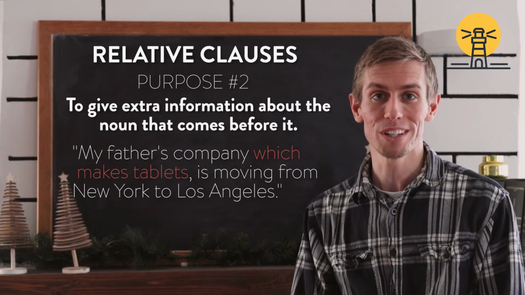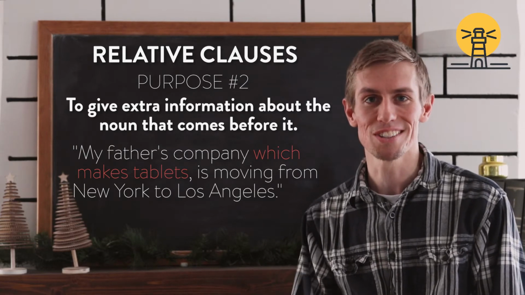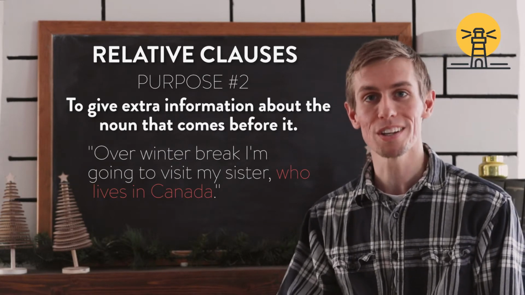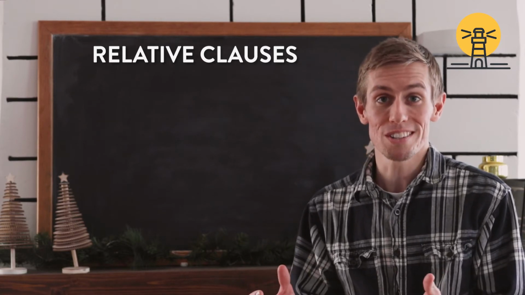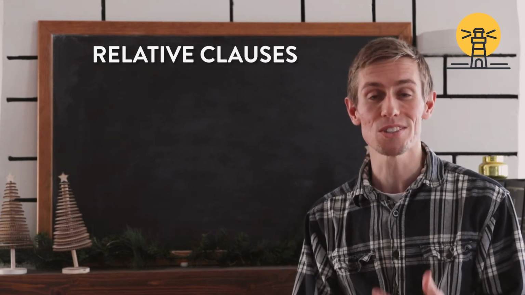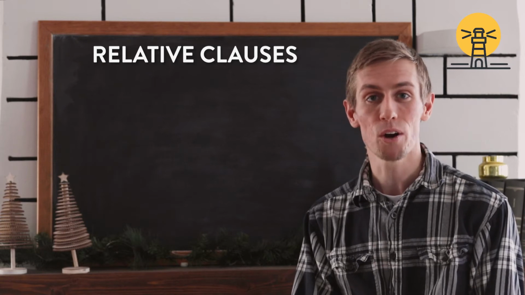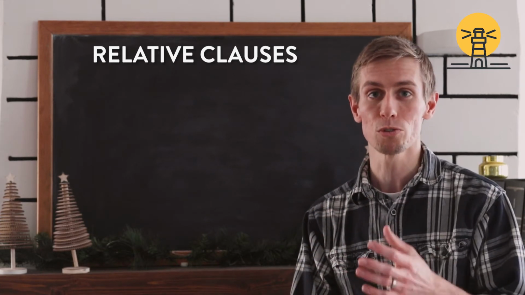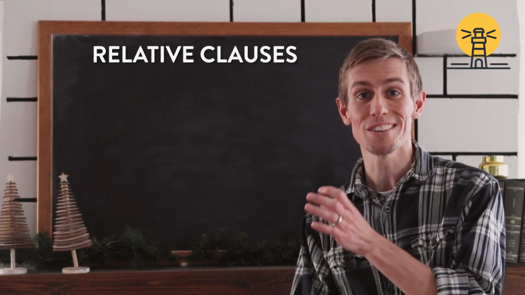My father's company, which makes tablets, is moving from New York to Los Angeles. Over winter break, I'm going to visit my sister who lives in Canada. Now, the thing to understand about all these sentences is that the information you're giving is not necessary to understanding the meaning of the sentence. In the examples we talked about earlier that define or identify the noun that comes before the relative clause, you need that information to understand the sentence.